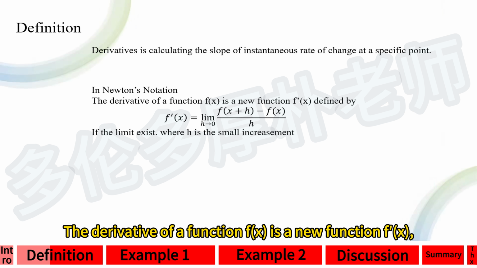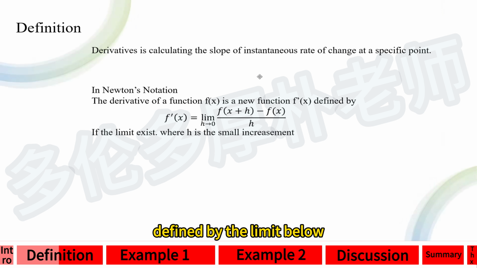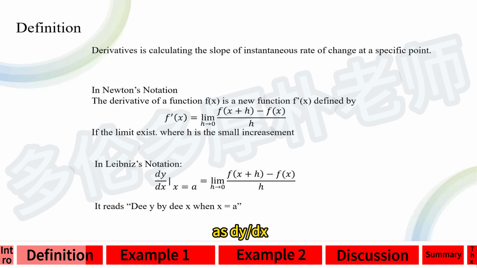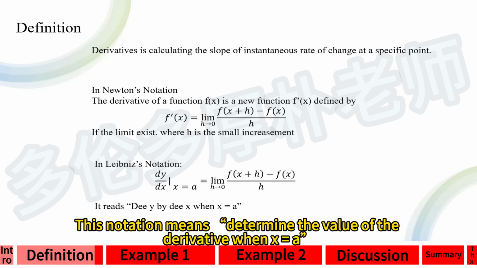The derivative of a function f(x) is a new function f prime x, defined by the limit below, if the limit exists. Here, h is a small increment. Some people will use the Leibniz notation to express the derivative as dy by dx. Read as dy by dx. This notation means determine the value of the derivative when x is a.